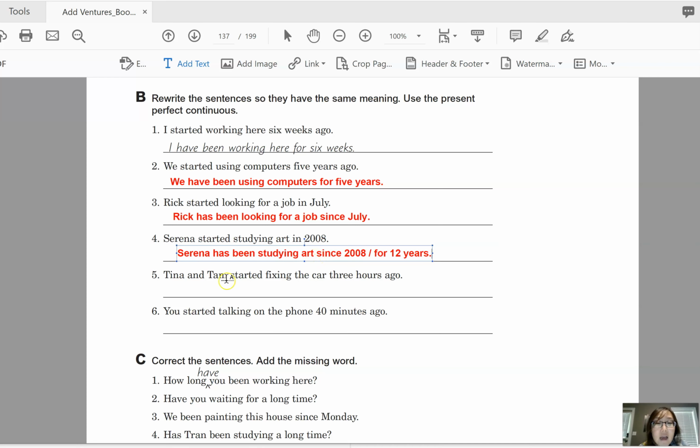Okay, and then number 5, Tina and Tam started fixing the car 3 hours ago. Okay, so we can say Tina and Tam have been, because it's 2 people, fixing the car for 3 hours. And then number 6, you started talking on the phone 40 minutes ago. So we can say you have been talking. So you is second person, so we have to use have. You have been talking on the phone for 40 minutes. Okay?